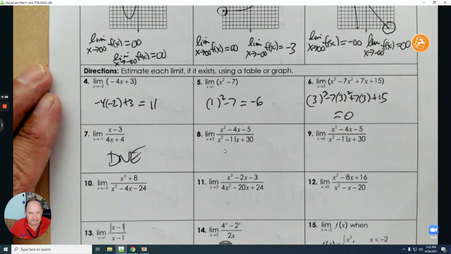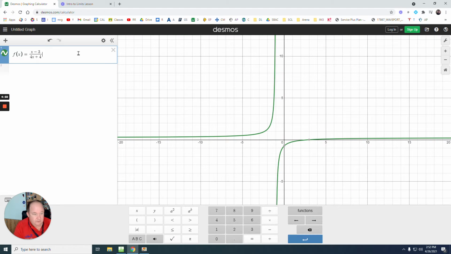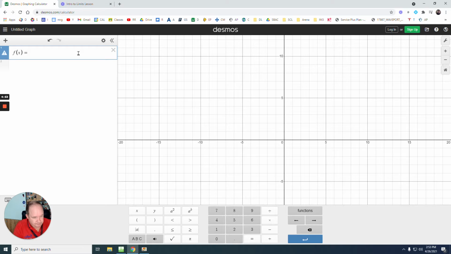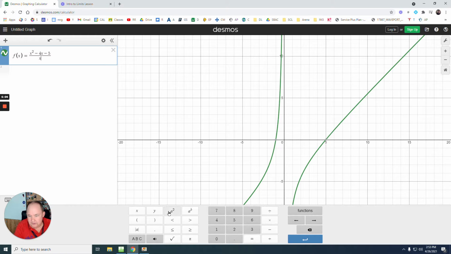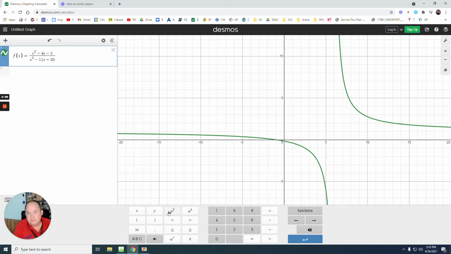For number 8, is it continuous at 5? It isn't. So if you plug in 5 for x, you get the answer 0. So let's try this one on a graph. So I'm plugging in x squared, subtract 4x, subtract 5. In the denominator is x squared subtract 11x plus 30. And what I want to know is what's happening as x approaches 5.